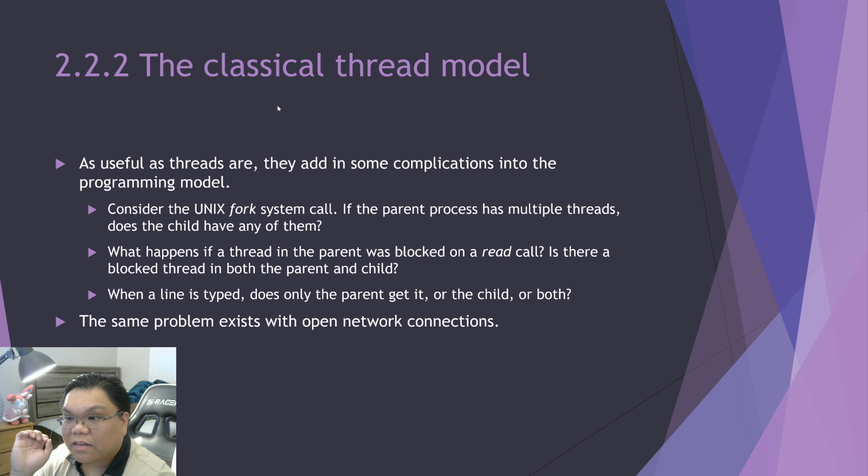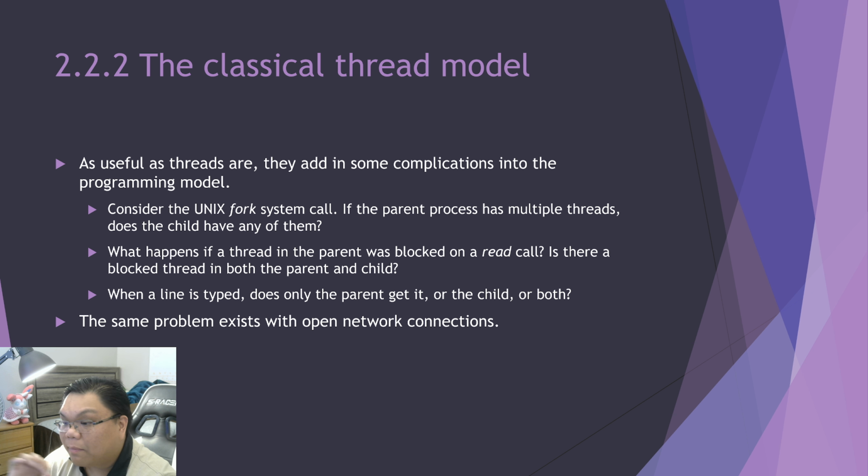As useful as threads are, they do add some complications to the programming model. Consider the Unix fork system call. If the parent process has multiple threads, does the child have any of those threads? What happens if a thread in the parent was blocked on a read call? Is there a blocked thread in both the parent and child? When a line is typed, does only the parent get it, or the child, or both?